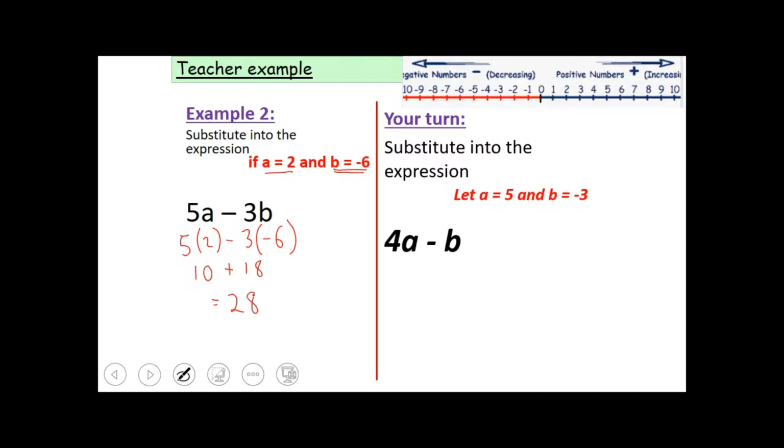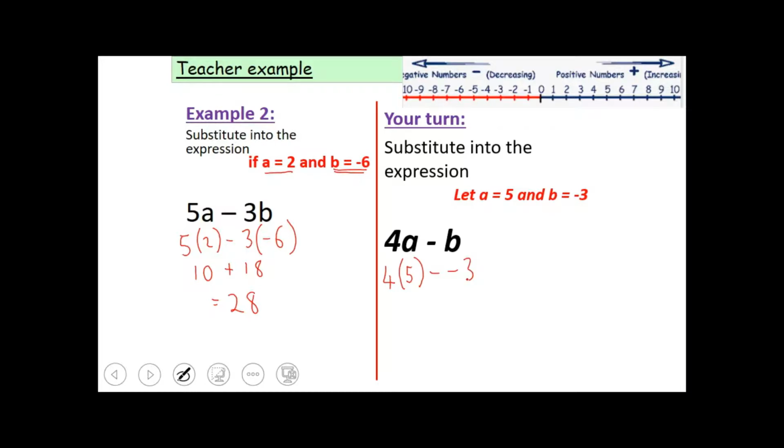Right, what we will do now is we'll put A and B back into the question up there. So we've got 4 here. The value of A is 5, take away, and the value of B is minus 3. Please remember it's minus 3.